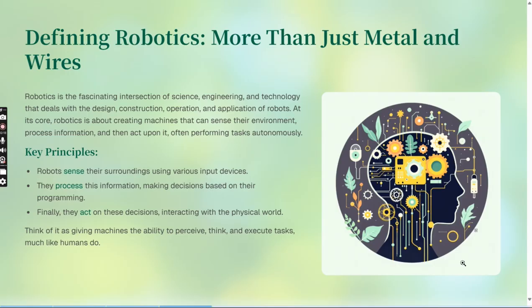Now, what are the key principles? There are three key principles. Robots sense their surroundings using various input devices. They process this information, making decisions based on their programming. Finally, they act on these decisions, interacting with the physical world. Think of it like giving machines the ability to perceive, think, and execute tasks much like humans do. I hope you have understood what robotics is.